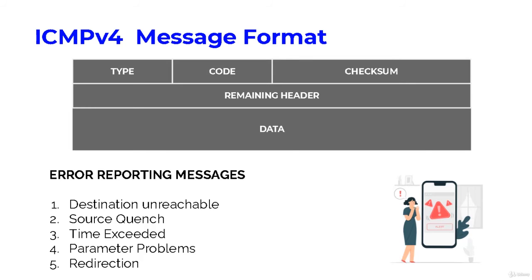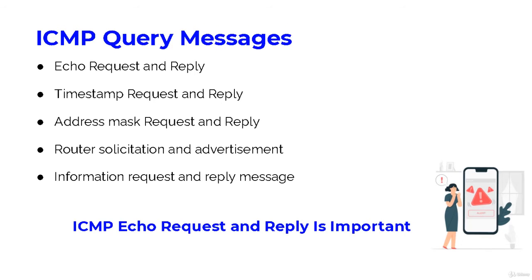Let's conclude our lecture with ICMP query messages. ICMP can diagnose some of the network problems. This is in addition to the error reporting feature. Such a diagnosis is done through the query messages. Query messages are a group of different pairs of messages as you can see on the screen: echo request and reply, timestamp request and reply, address mask request and reply, router solicitation and advertisement, information request and reply messages. ICMP echo request and ICMP echo reply is very important.